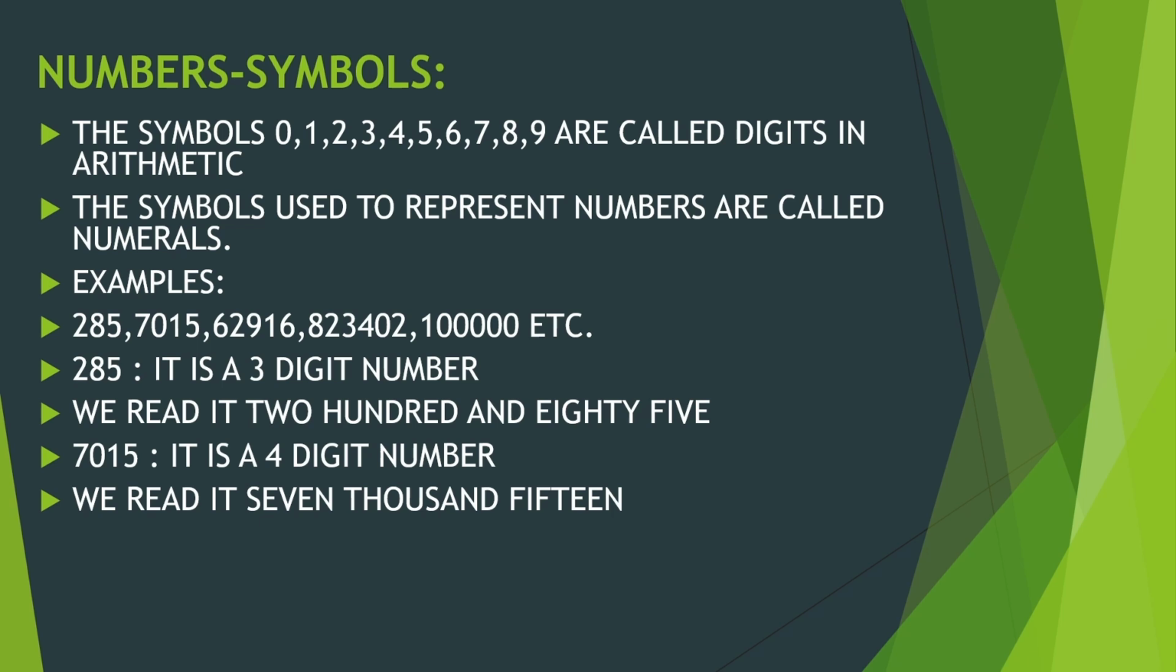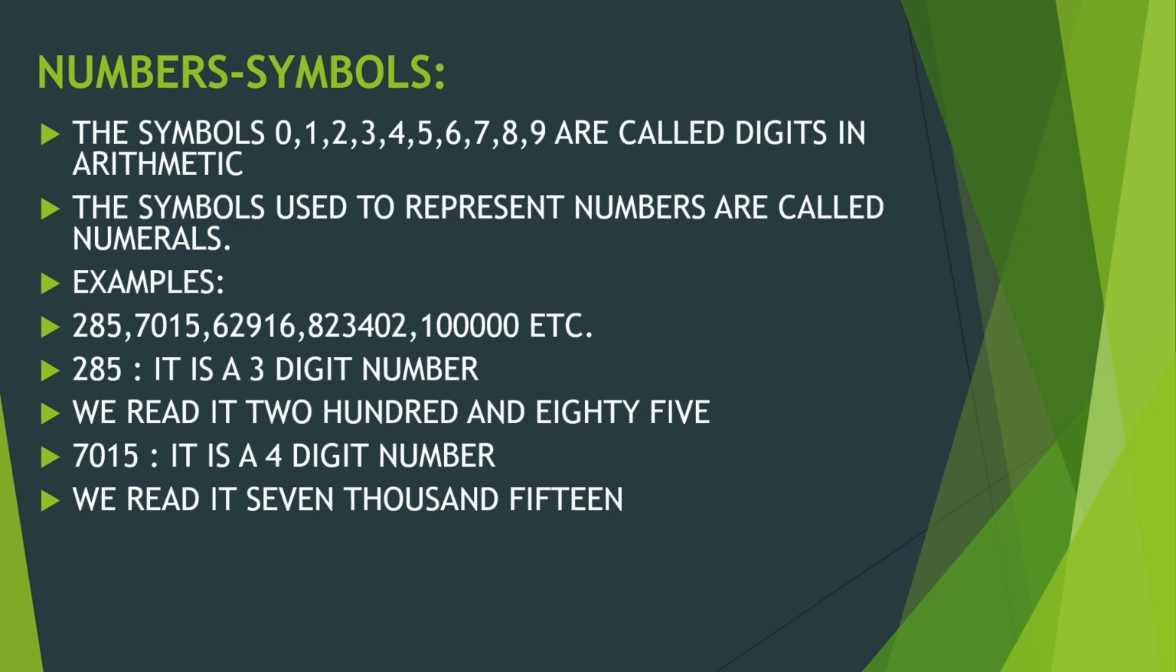Numbers and symbols. The symbols 0 to 9 are called digits. Digits are 0 to 9 in arithmetic. The symbols used to represent numbers are called numerals. Numeral means nothing but a number.